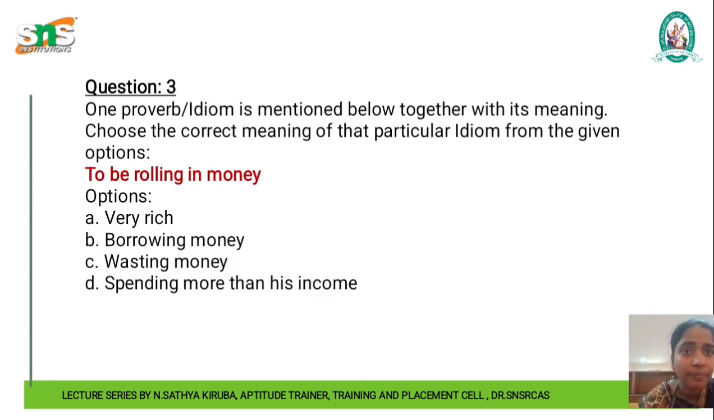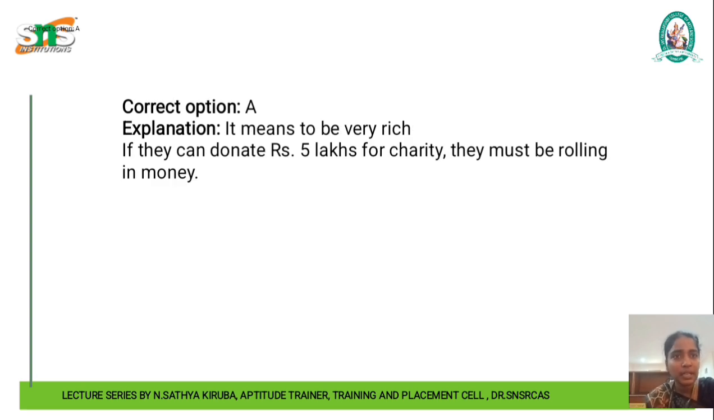Now the next question: to be rolling in money. It might mean very rich, or borrowing money, wasting money, spending more than his income. First, you eliminate the options that could not be right. Borrowing money might not be right, very rich might be right, wasting money cannot even be right, so options B and C might not come. Spending more than his income, I think, will not be the right option either. Now what will be the answer? Option A will be right. It means to be very rich.